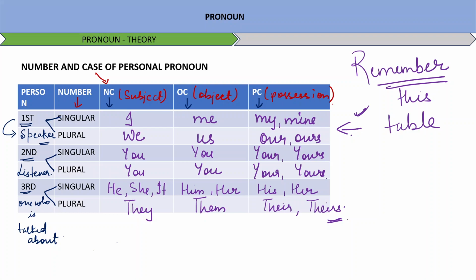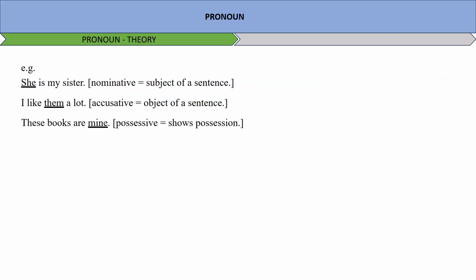So let's discuss some examples. She is my sister. See, she is the subject here, subjective case, nominative case. I like them a lot. Objective case is also known as accusative case, the object of a sentence. Here I is the subject, them is the object. These books are mine. Possessive case shows what? Possession or ownership.